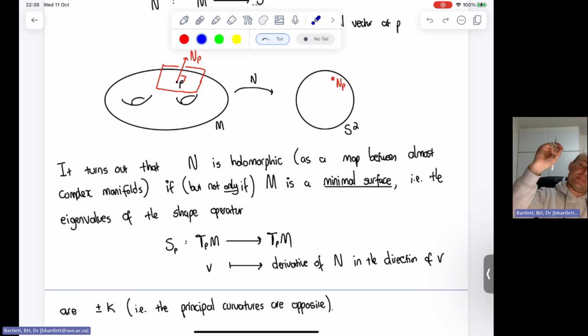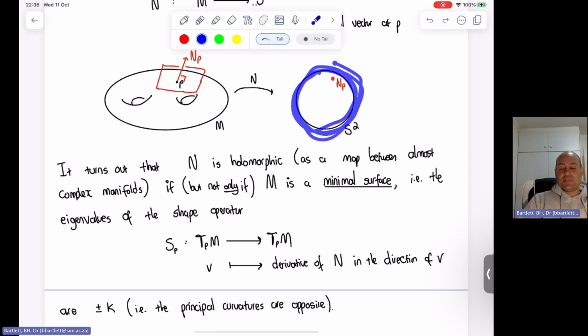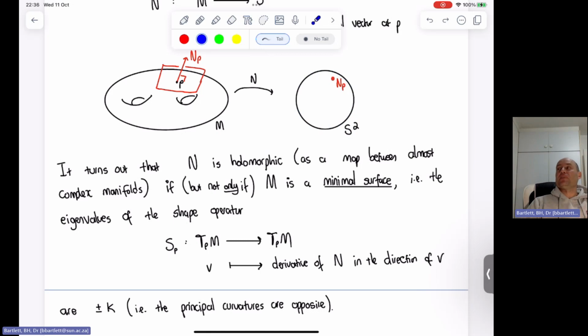But if the two eigenvalues are opposites of each other, plus minus k, those two eigenvalues are called the curvature components or the principal curvatures. So if the principal curvatures are opposite, then you call it a minimal surface. So for example, the two-sphere itself is not a minimal surface because its principal curvatures in both directions is just 1. So it's plus 1 in both directions. So it's not a minimal surface.